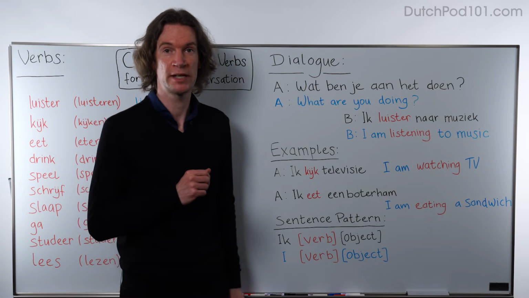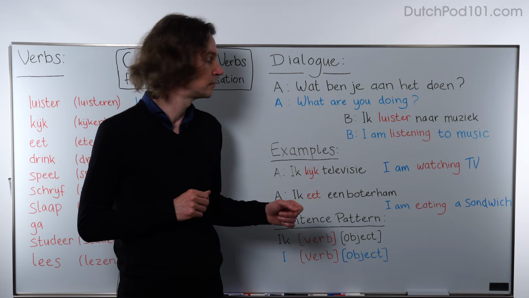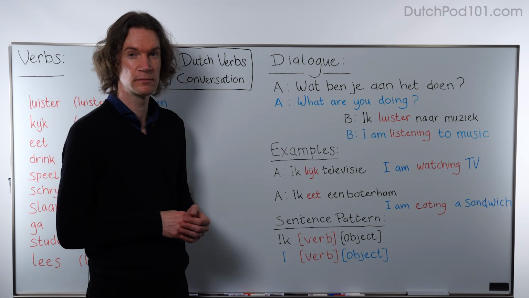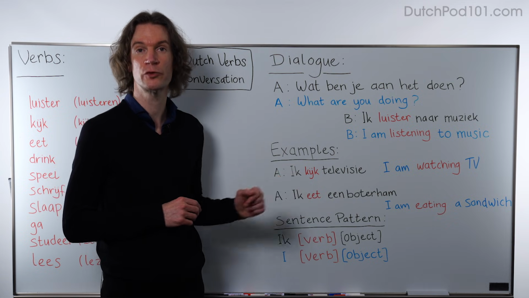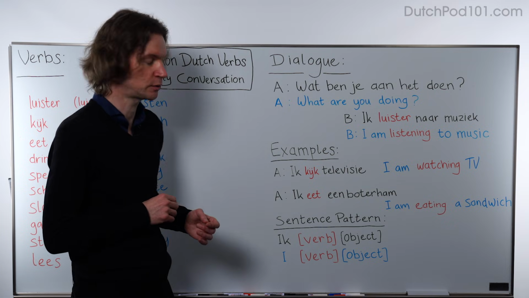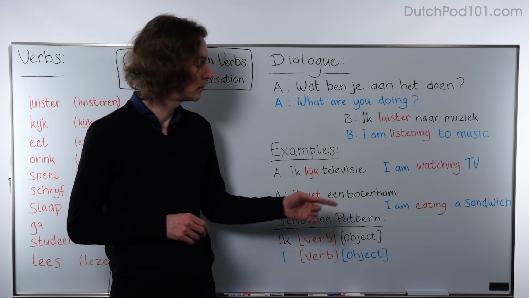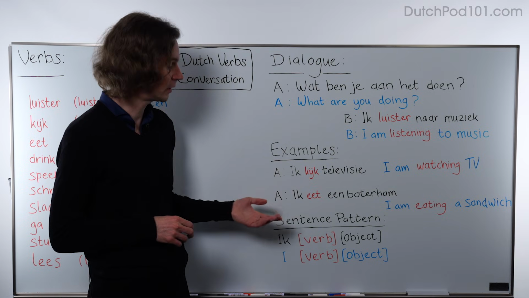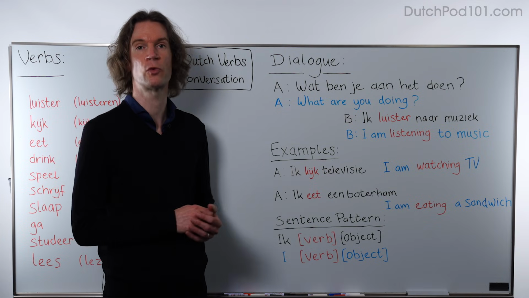Now let's look at some speaking examples. Ik kijk televisie. I am watching TV. Do you notice the verb? It is kijken, or here in the first person form, kijk. Another example. Ik eet een boterham. I am eating a sandwich. And the verb here is eten, to eat, or in the first person form, eet.